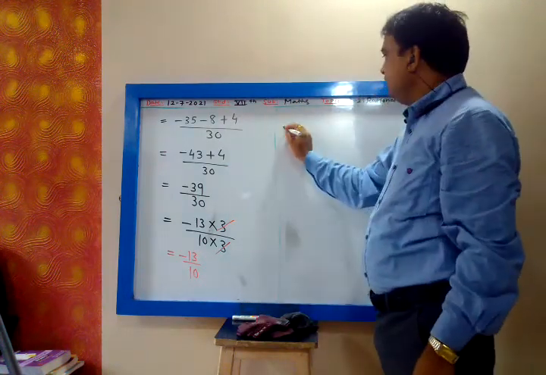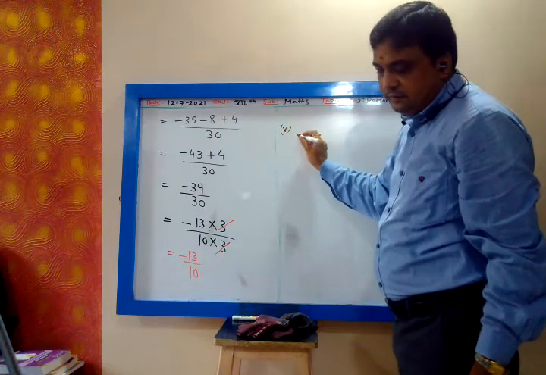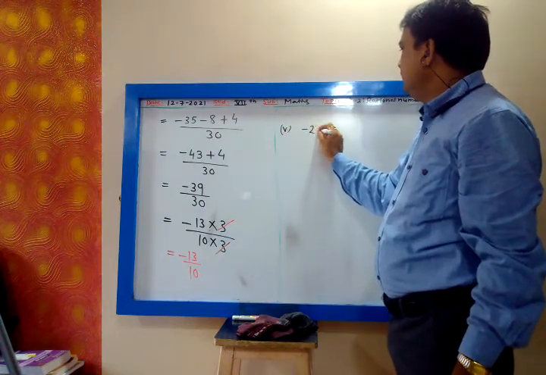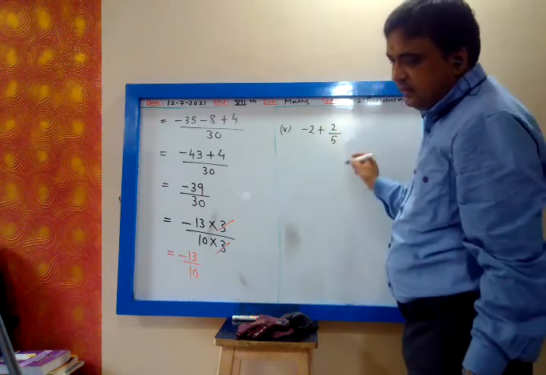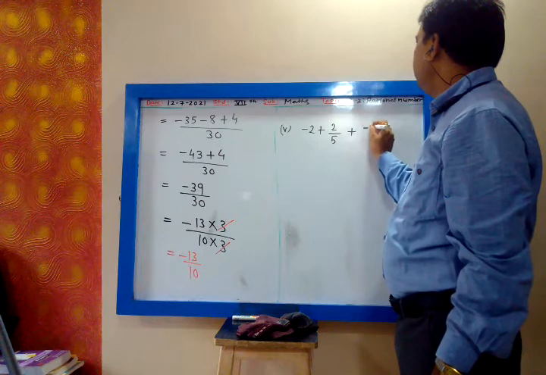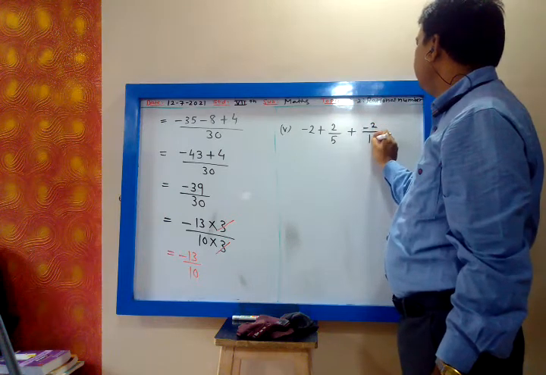Now the fifth one is minus 2 plus 2 by 5 plus minus 2 upon 15.